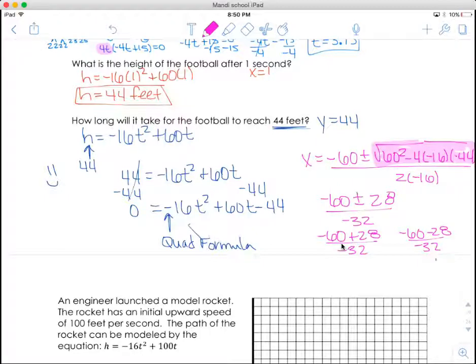Thought I was going to sneeze again, but I didn't. So x is 1. Oh dear. Okay. And x is 2.75. Well, we already knew that it would take 1 second to reach 44 feet.